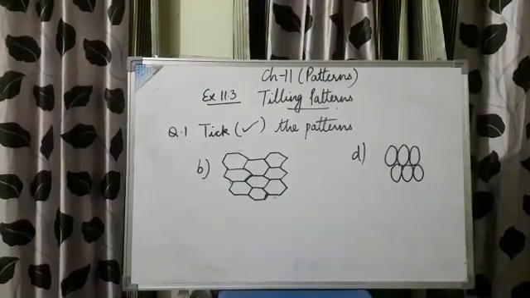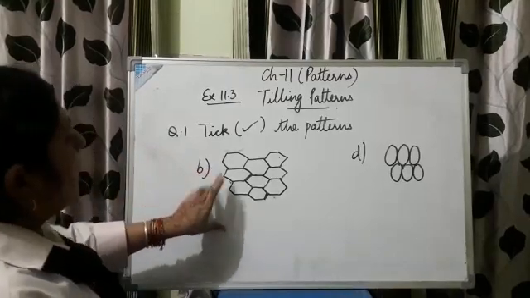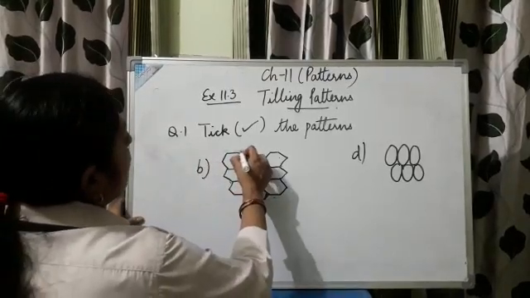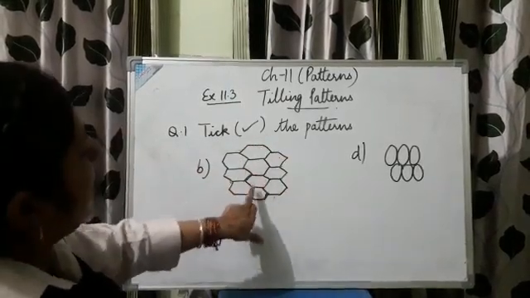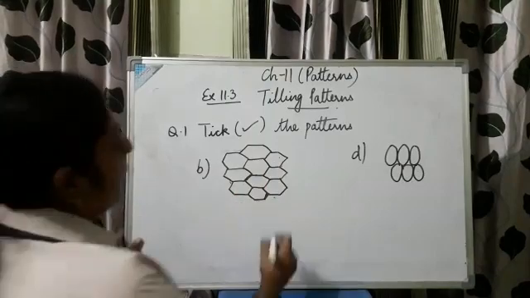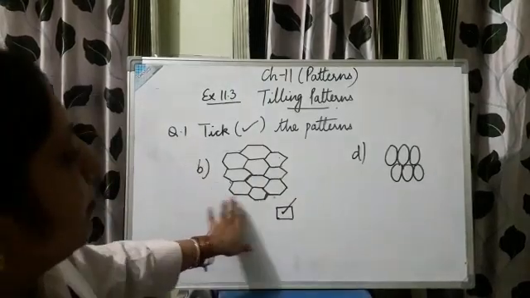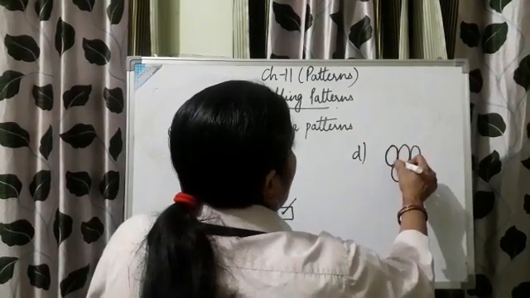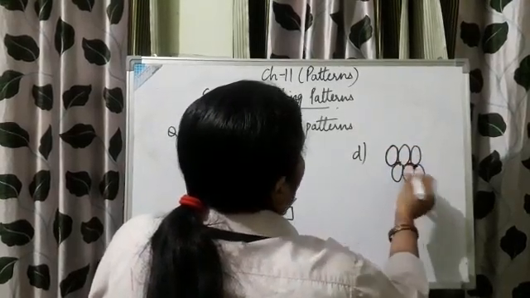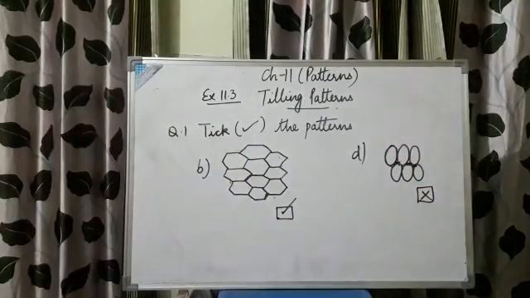You have to tick the patterns which are tiling patterns here. Like here in the B part, it is shown that when the patterns are drawn like this, this tiling pattern does not have any space in between. That means this is a proper tiling pattern. So you will put a tick here under this. But here when you see these circles, when drawn together, they leave space in between. That means they cannot be named as tiling patterns. That means you will put a cross on the D part. This way you will do the question number 1.